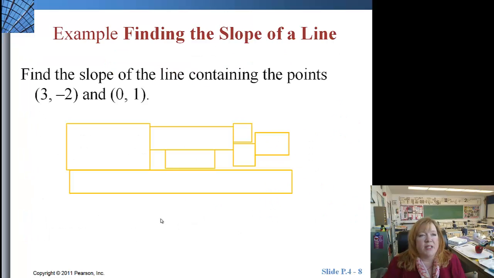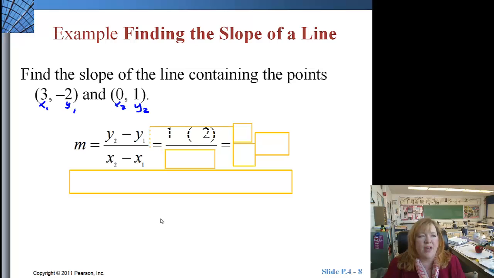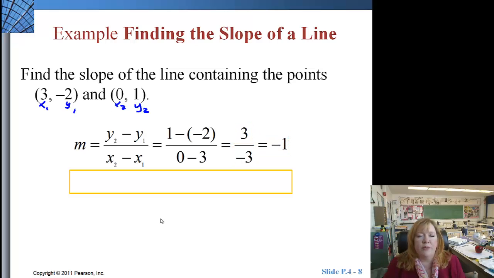Let's find the slope of a line containing these 2 points. You just subtract the y values and you subtract the x values, and they're in ratio. 1 minus negative 2. So I took y2 minus y1, and then 0 minus 3 for your x's. When you simplify those, you get 3 over negative 3, which is negative 1.